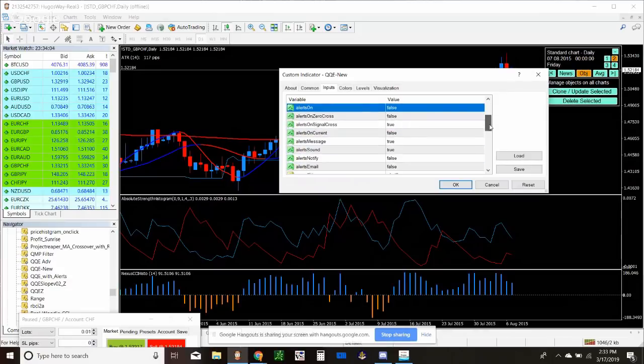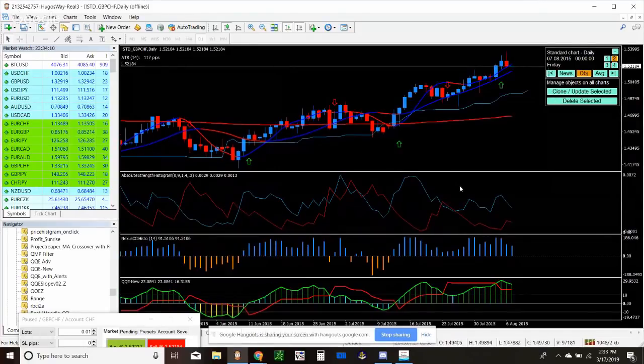I don't know why, but I hate things like that popping up on my screen, so go ahead and turn them off. Okay, well, apparently this one has arrows. I don't like arrow indicators because in my experience, they all repaint. So, I mean, I'm sure we can turn them off.